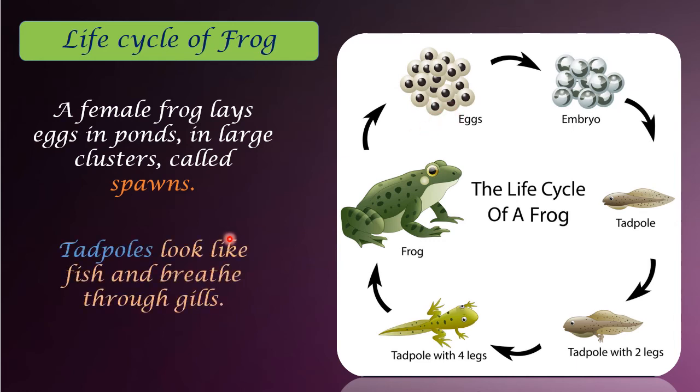Tadpoles look like fish and breathe through gills. Here the breathing process is discussed. The frog has two types of breathing. In the previous lesson we discussed amphibians. When it is inside the water, it breathes with the help of the skin. When it is out, it breathes with the help of the lungs. But the tadpole doesn't have lungs until it matures into a frog, so the tadpole cannot survive outside the water. Only inside the water will all the changes happen, and once it has developed as a matured frog, only then does it come out of the water for its survival.